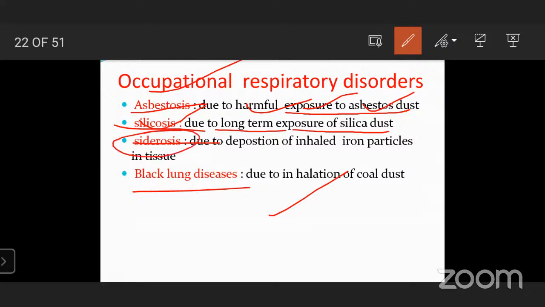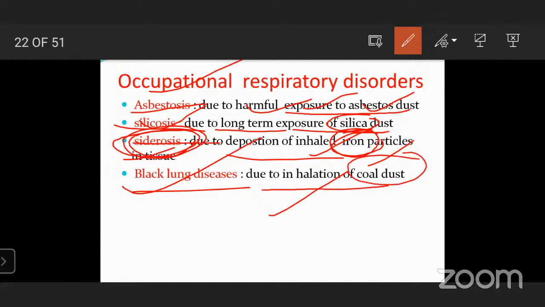And siderosis, very important: deposition of inhaled iron particles in tissues. Siderosis is iron particles. Silicosis means silica, siderosis means iron, deposition of inhaled iron particles. Next one, the very important black lung disease, due to inhalation of coal dust. So these are the 4, very important.